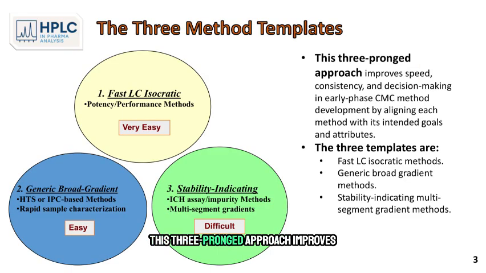This 3-pronged approach improves speed, consistency, and decision-making by aligning each method with its intended goals. To recap, we focus on fast LC isocratic methods, generic broad gradient methods, and stability indicating multi-segment gradient methods to streamline the CMC development process.